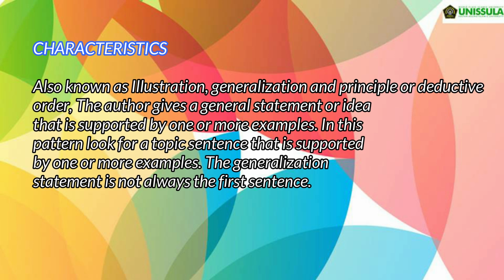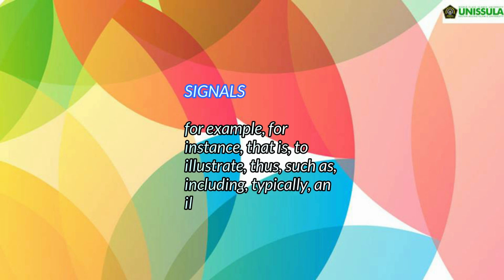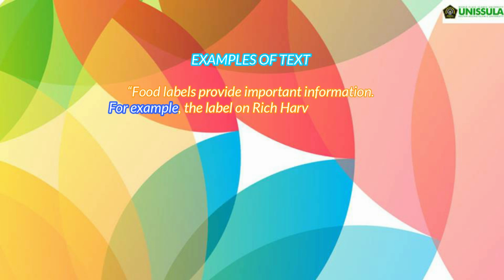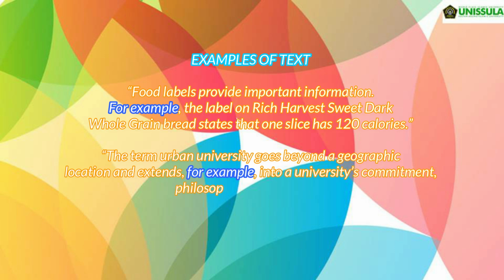And then look at the signal words. The signal words here are such as for example, up to illustration. And then look at the two paragraphs given. I give you two paragraphs here with the signal for example, and the second paragraph also has for example.